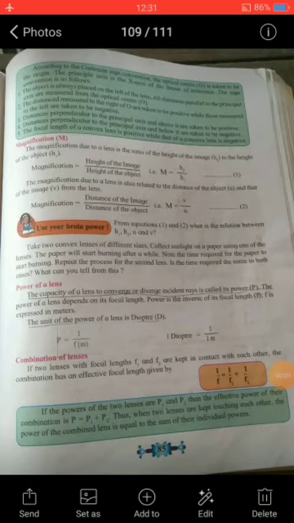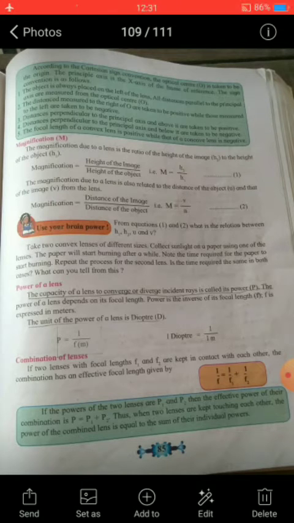In the last lecture, we studied how images are formed by concave lenses and convex lenses. Today we will see our next point, that is magnification. Magnification is denoted by capital M. The magnification due to a lens is the ratio of the height of the image to the height of the object. Height of image is shown by h2 and height of object is shown by h1. The ratio of height of image to height of object is known as the magnification of a lens.